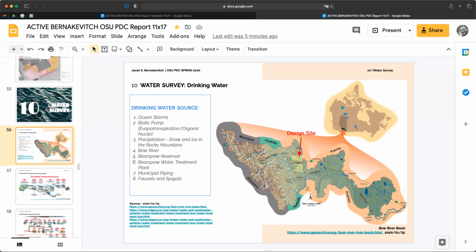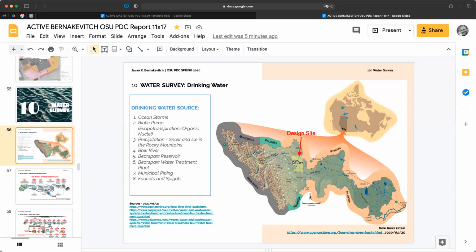And that rinsed and repeated all the way from the coast out here, came inland, finally got to high enough areas to where we were on the divide of my watershed, came in as snow and ice and glaciers, melts during spring and throughout the year, and flows down on the Bow River, comes to the Bears Paw Reservoir, and then the Bears Paw Water Treatment Plant, and then comes through municipal piping down to my site, comes out in faucets and spigots.